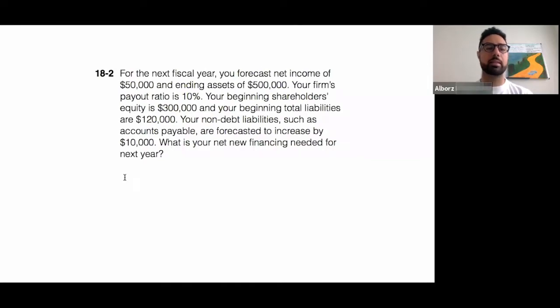Let's look at problem 18.2 from our Fundamentals of Corporate Finance textbook. For the next fiscal year, you forecast net income of $50,000 and ending assets of $500,000. Your firm's payout ratio is 10%. Your beginning shareholders' equity is $300,000, and your beginning total liabilities are $120,000. Your non-debt liabilities, such as accounts payable, are forecasted to increase by $10,000. What is your net new financing needed for next year?